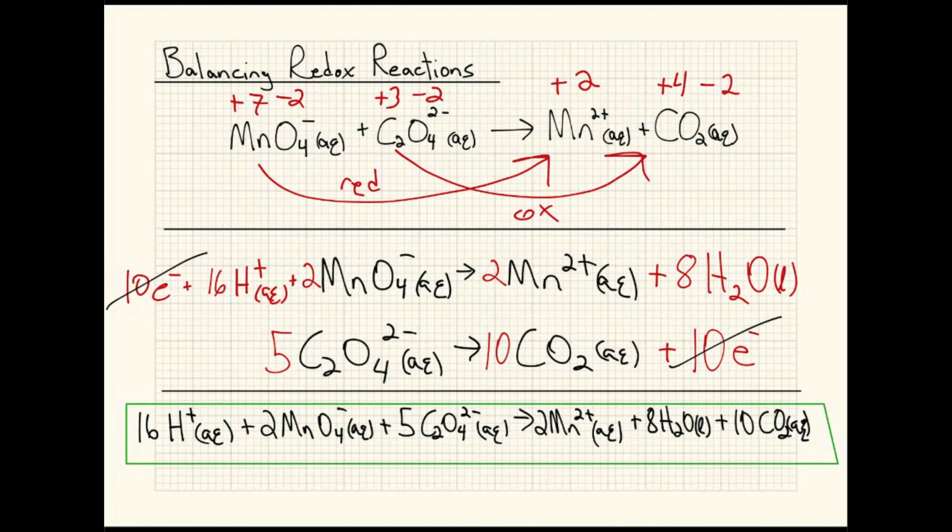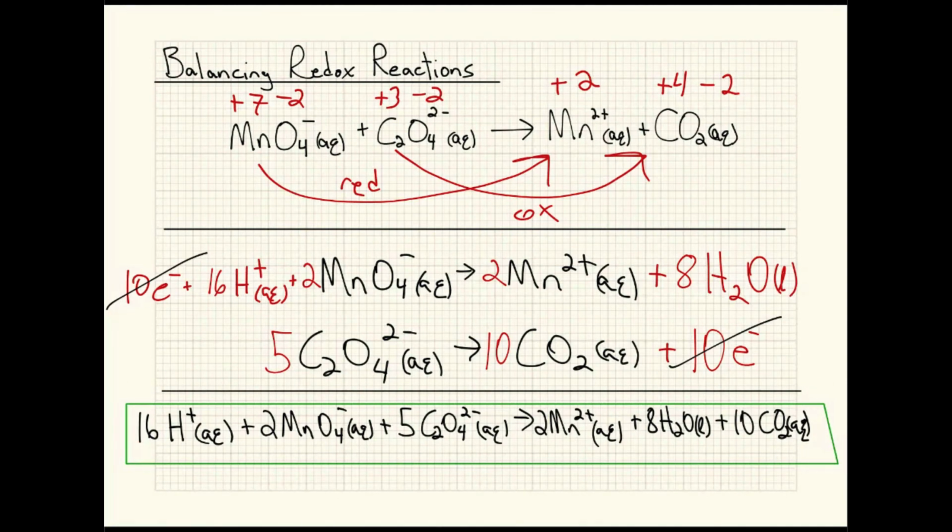We start off by splitting into halves, then we balance elements that are not oxygen and hydrogen. We balance oxygen with water. We balance hydrogen with H+, and then we balance charge with electrons. The final step is making sure that each of our electron numbers are the same so that when we add the 2 half reactions back together, we have no electrons remaining. The intention is that they'll cancel on both sides, and we're left with the final balanced reaction.